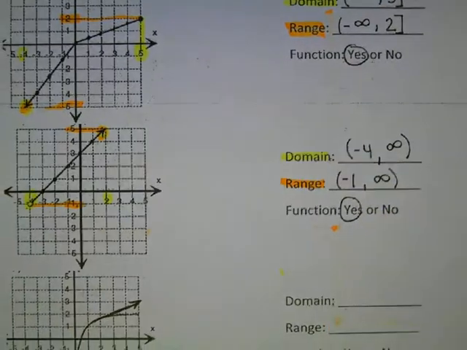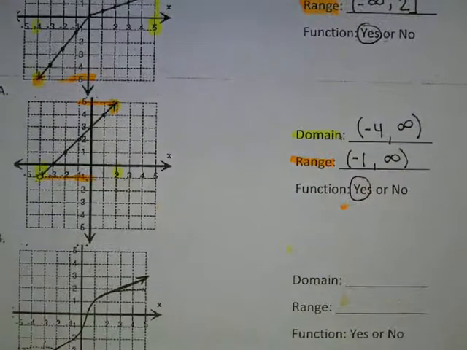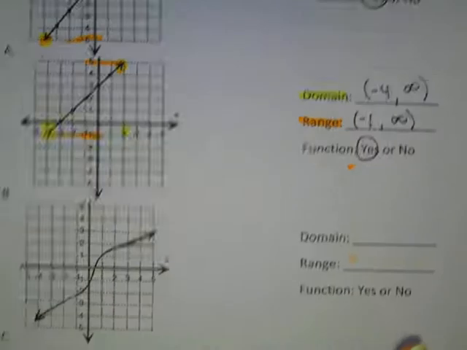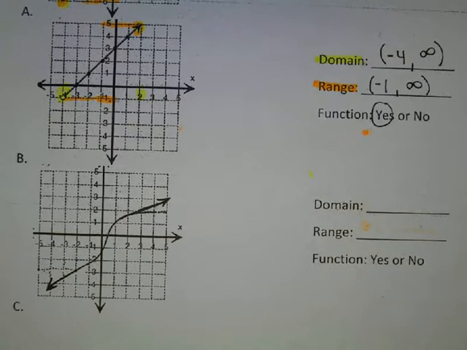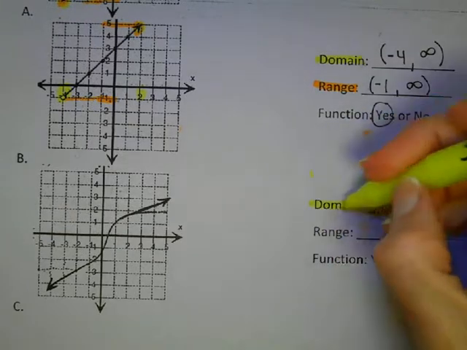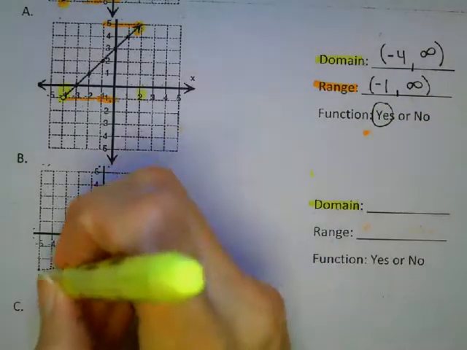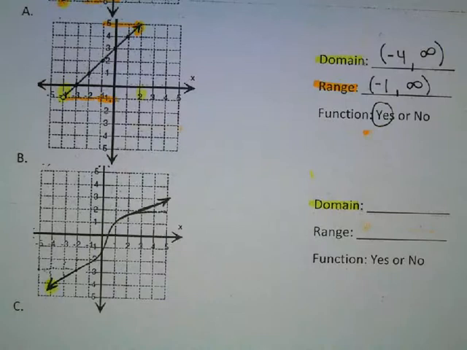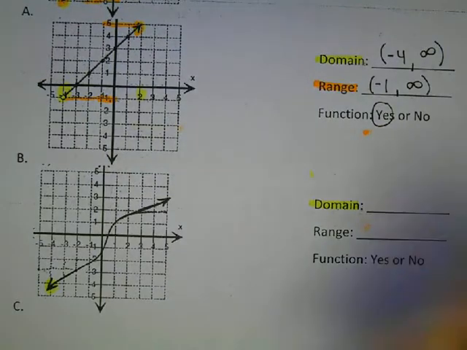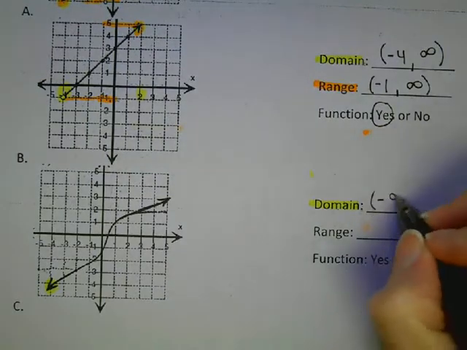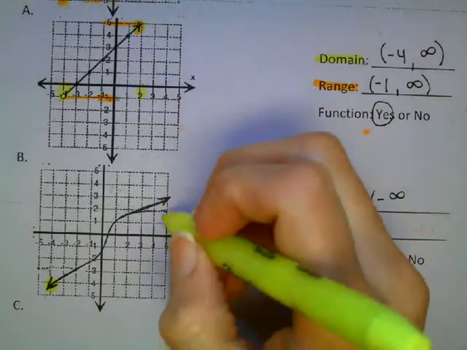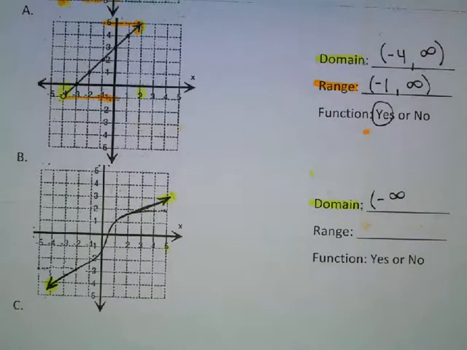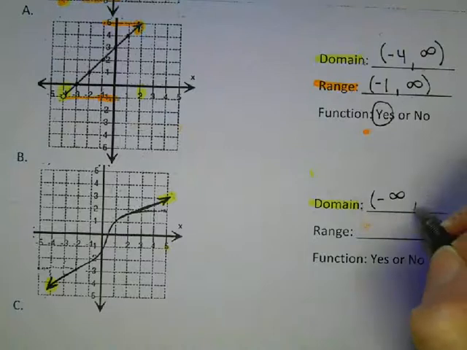Alright, let's see this one. This one you'll notice has arrows on both ends. So at negative 4, it's going to keep going negative. So on that end, I'm going to say it's going to go to negative infinity. On this end, it's going to the right at 5, but it's got an arrow going that direction, so we'll say it goes to infinity.